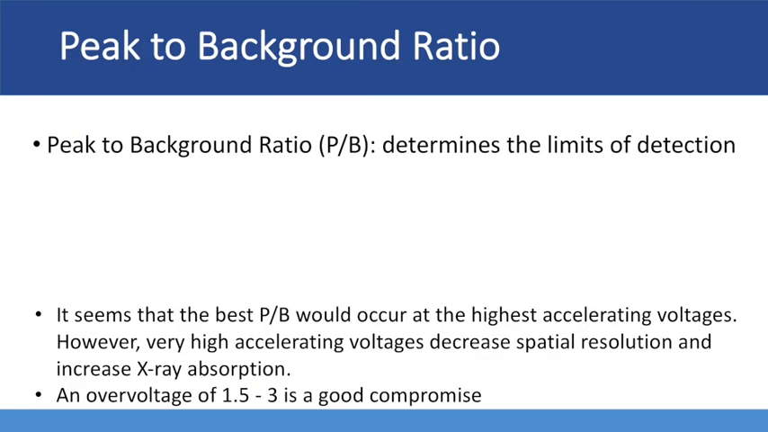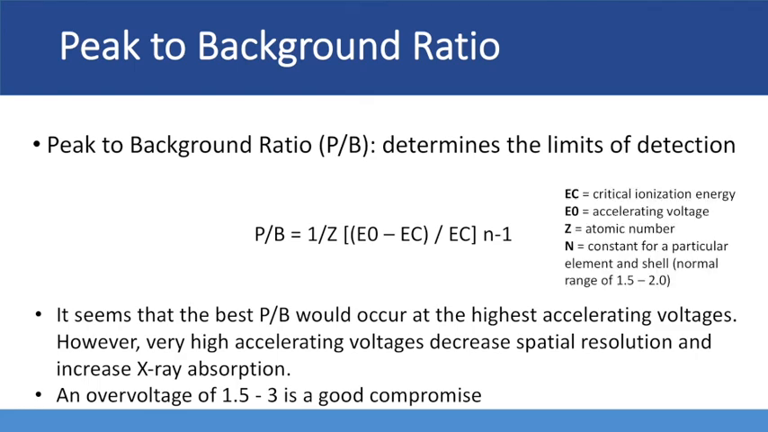To really understand the detection limits of EDS, one has to look at the peak-to-background ratio. The formula for the peak-to-background ratio is as follows, where the variables stand for the critical ionization energy, accelerating voltage, the atomic number, and the constant for a particular element in its shell. And that constant n is usually between 1.5 and 2. You would use this equation if perhaps you were not seeing an element you thought you would have, and you wanted to check to see if it was below the detection limit. It's also useful for setting up your analysis for success when you choose the parameters that you're working with.